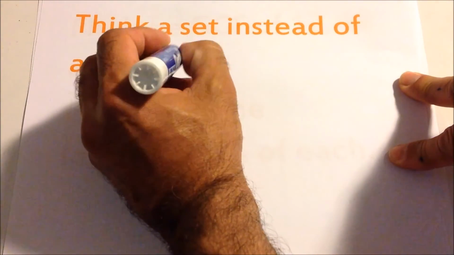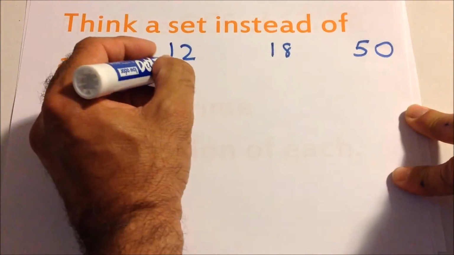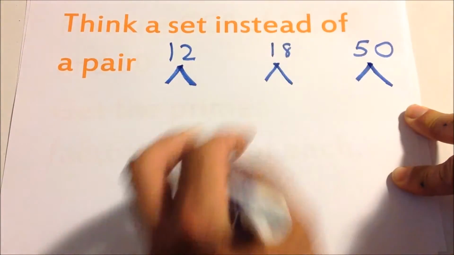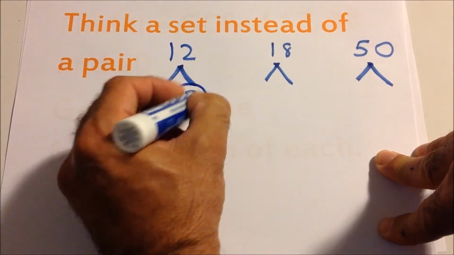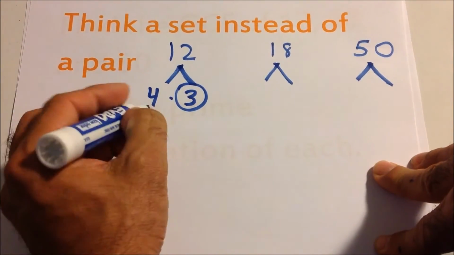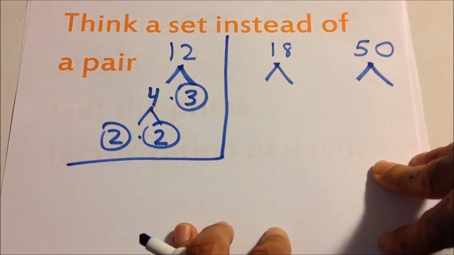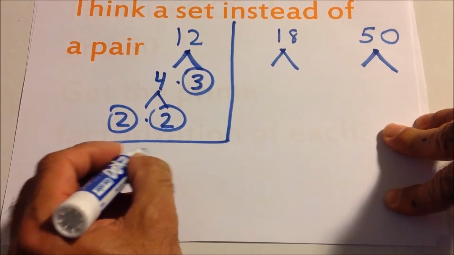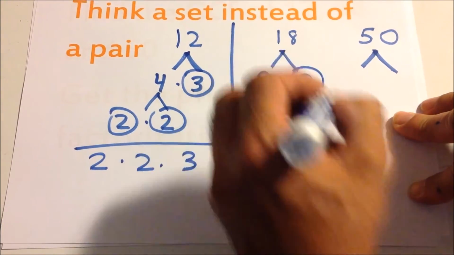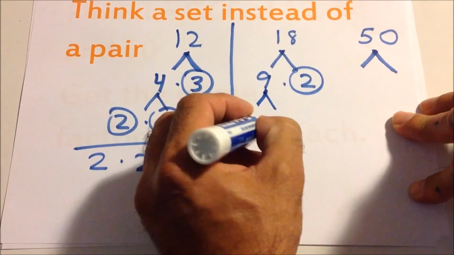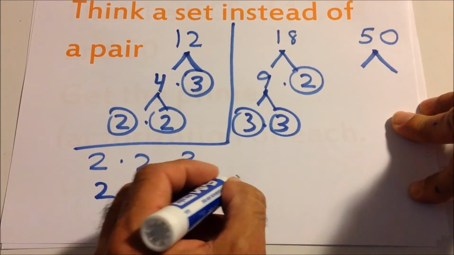Okay, so I'll put 12 here, we'll put 18 here, and we'll put 50 here. So we can make our factor trees. And you can start with any numbers you want. 4 times 3. I can circle the 3. I could have done 6 times 2, right? And then we have 2 times 2. And there's our first one. So we already have 2 times 2 times 3 of 12. Now 18, we could do 9 times 2, circle the prime, 3 times 3. So now we have 2 times 3 times 3.